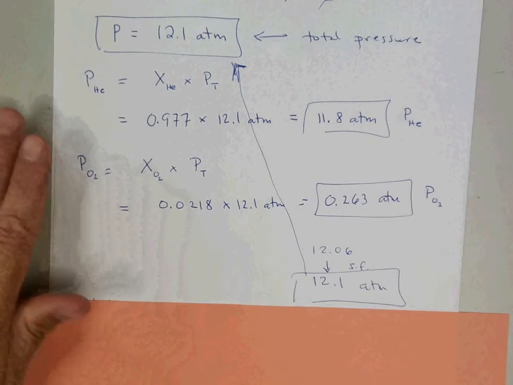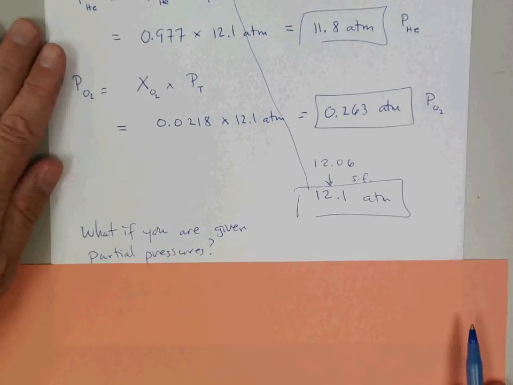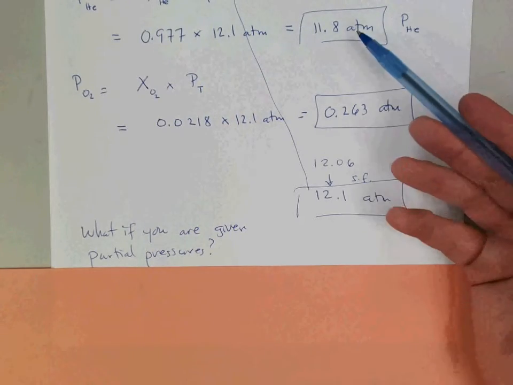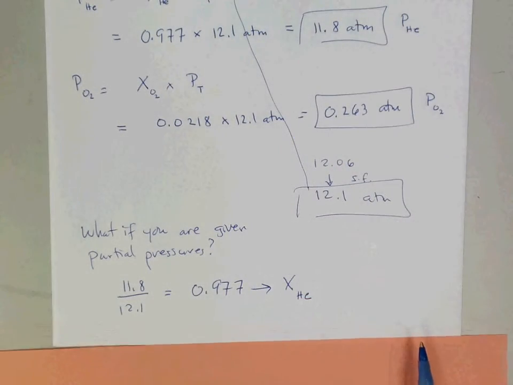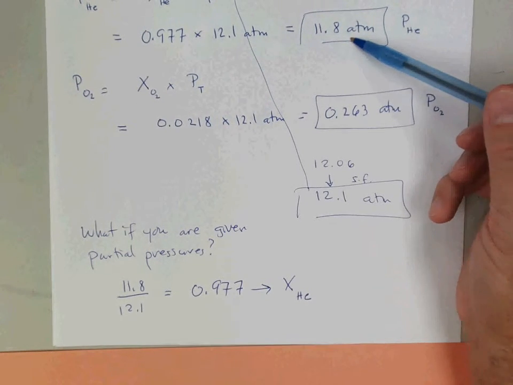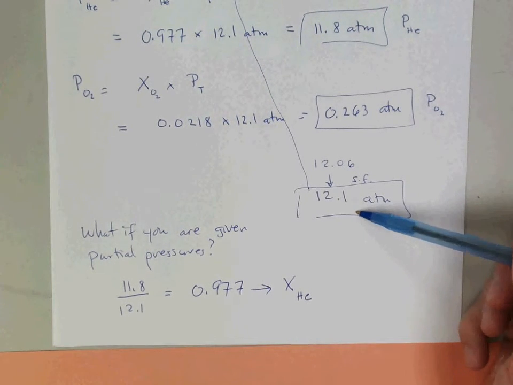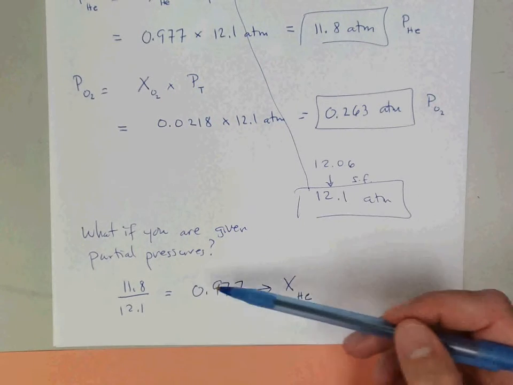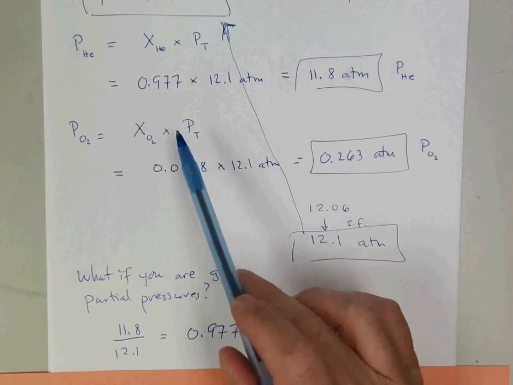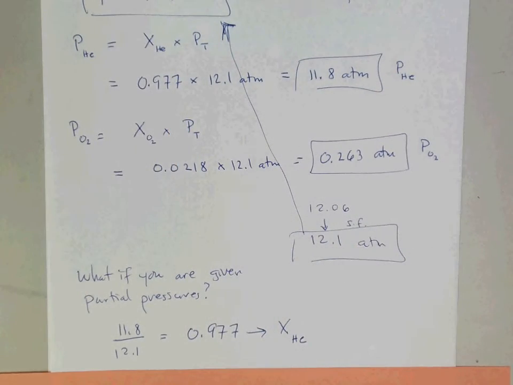Okay? Now, one last thing I want to talk about is, what if you are given partial pressures? How do you find the mole fraction? It's not that difficult. All you have to do is take the ratio of partial to total. So you basically take the partial pressure of helium, which is 11.8, divide it by the total pressure, which is 12.1, and 11.8 over 12.1 is 0.977, which we already found to be the mole fraction for helium. So that's how you would go in the opposite direction.